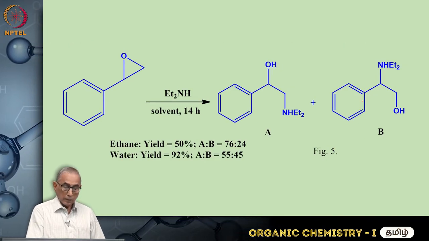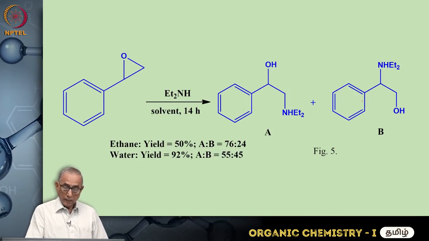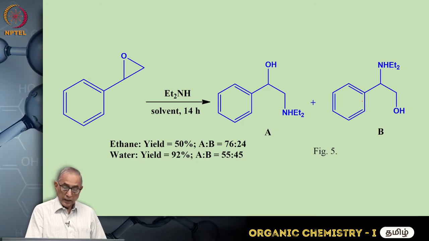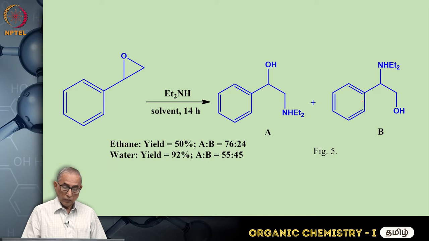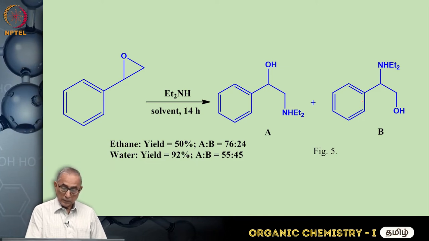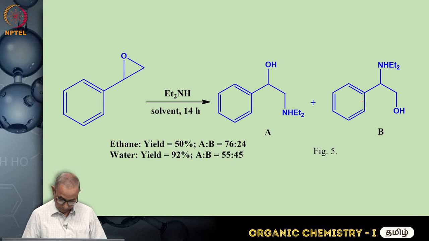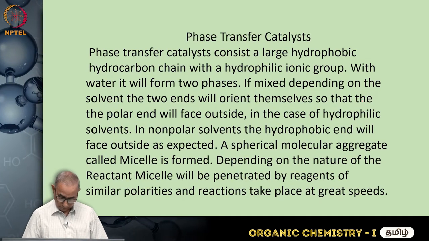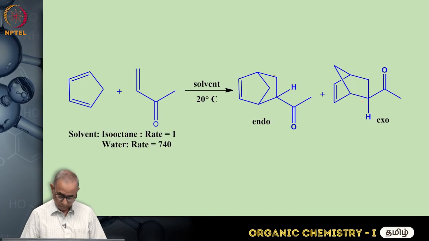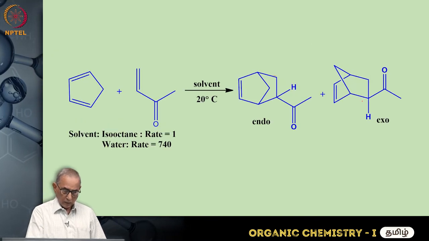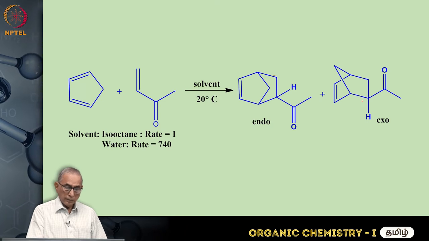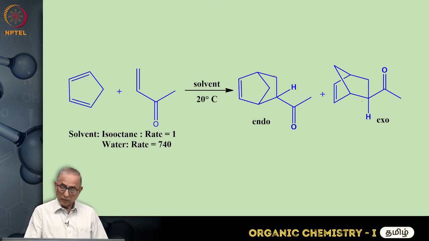The endo on the inge puttrukken, ethane la it is 50%. A to B is 76 to 24, 50% ethane. Water lab, 55% to 45%. This is the endo iso-octane lab. Ithu vandhi, endo is 1, water the rate is 740.